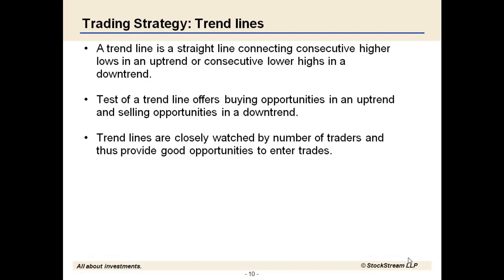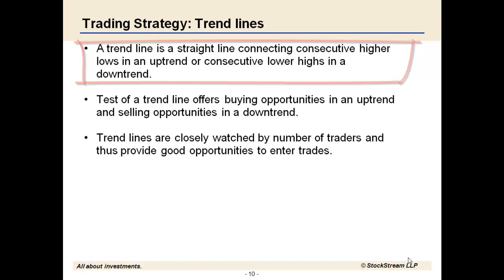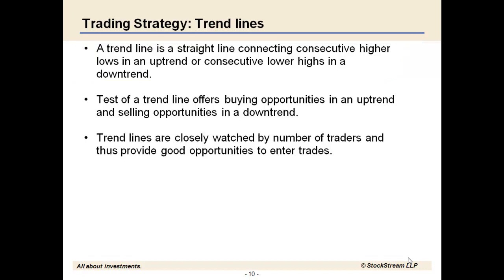Trend lines are one of the simplest technical indicators used by analysts. A trend line is a straight line connecting consecutive higher lows in an uptrend and consecutive lower highs in a downtrend. A test of the trend line offers buying opportunities in an uptrend and selling opportunities in a downtrend. Trend lines are easy to use and are closely watched by a number of technical analysts and thus provide very good entry levels for trades.